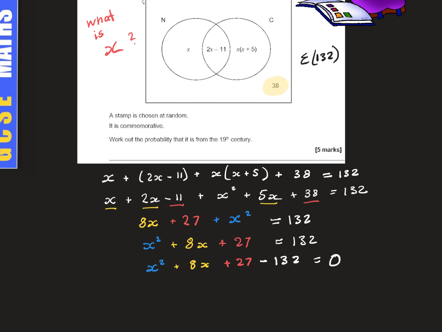We can now solve this so that it will look like x squared plus 8x and 27 take away 132, and that makes it 105. And now we've equated it to 0. We have a quadratic equation, and to find the value of x, we need to factorize it.